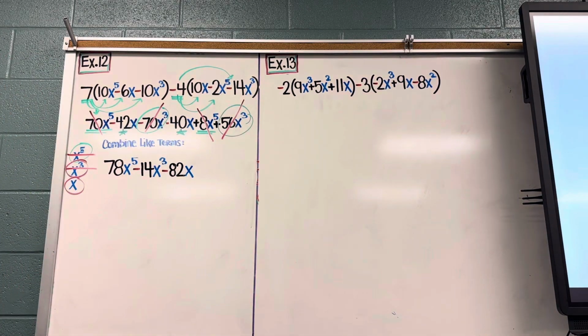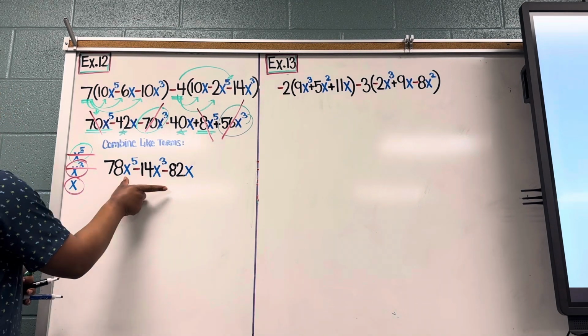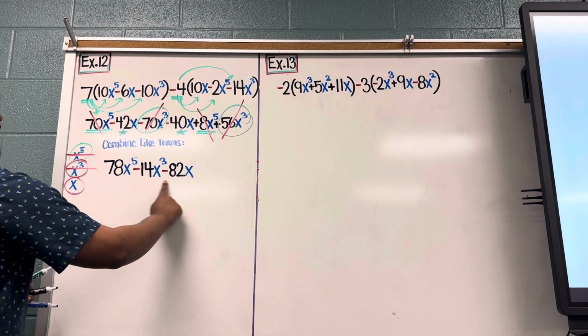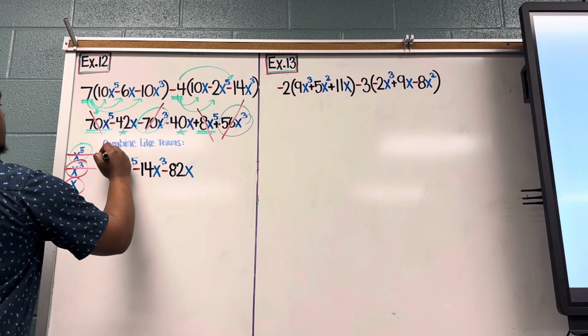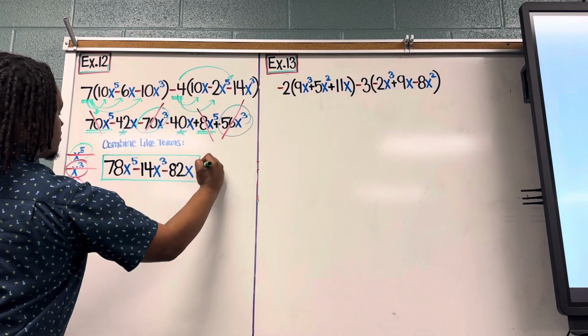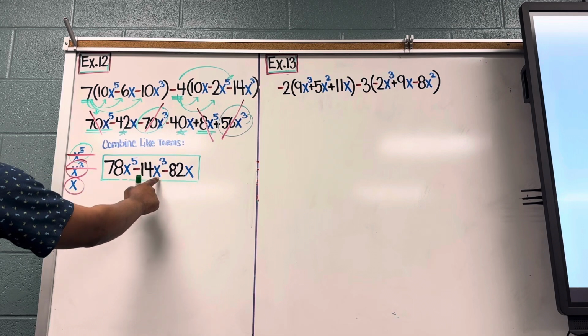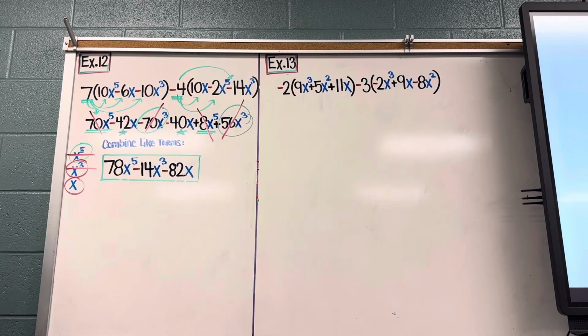Okay? So now, guys, remember we cannot combine these because x is to different degrees, so we can't combine these values. So this is the simplified version of our polynomial expression, which is 78x to the fifth power minus 14x to the third power minus 82x.